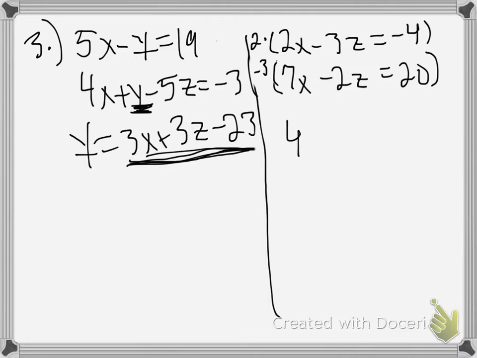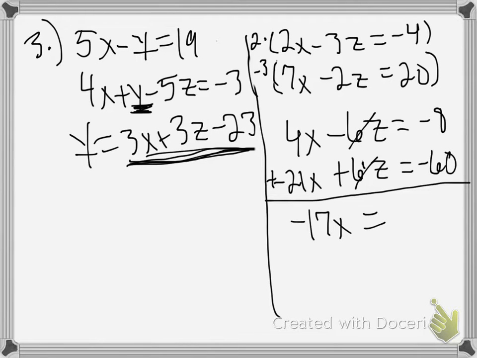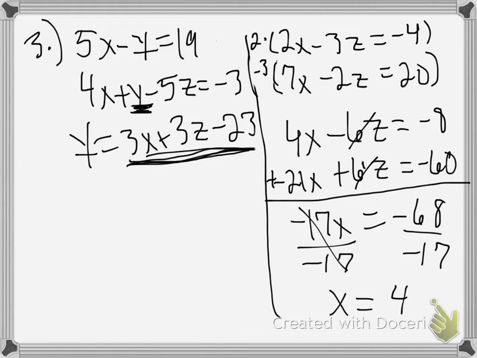So I get 4x minus 6z equals negative 8. Negative 21x plus 6z equals negative 60. And once again, I did this so I could get the same number, opposite signs in my z column. 4x plus negative 21x gives me negative 17x. The z's cancel. Negative 8 plus negative 60 gives me negative 68. Dividing both sides by negative 17, I get x equals positive 4.